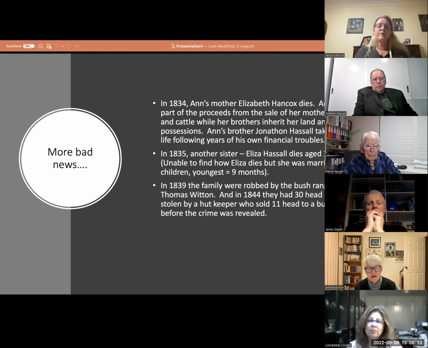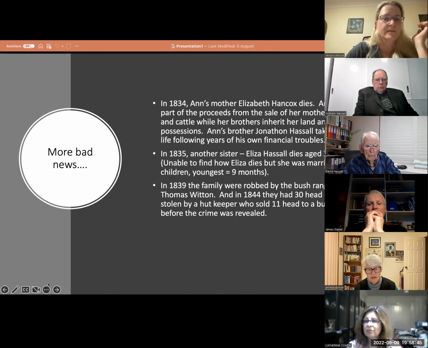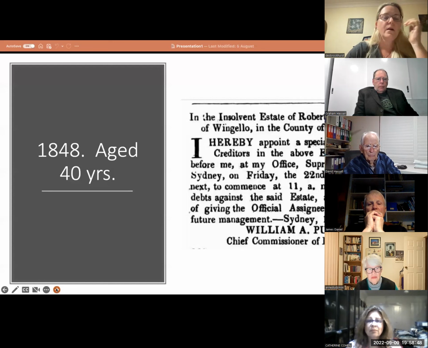In 1835, another sister, Eliza Hassall, dies aged 31. She was married with six children living in Bathurst. And in 1839, the family were robbed by the bushranger Thomas Whitton. In 1834, they had 30 head of cattle stolen by a hut keeper, who unfortunately had sold 11 head of cattle to a butcher before the crime was revealed. And this was a savage blow to the family because in 1844, 30 head of cattle was a lot.